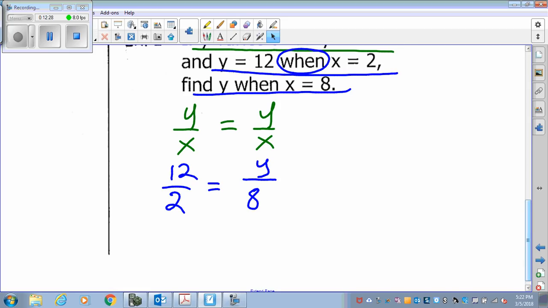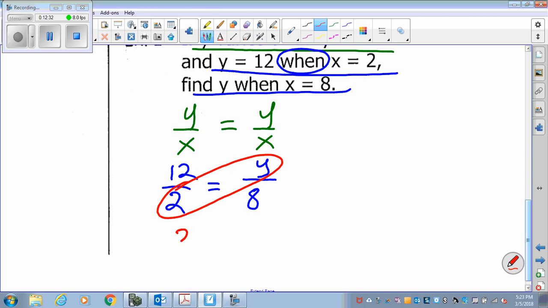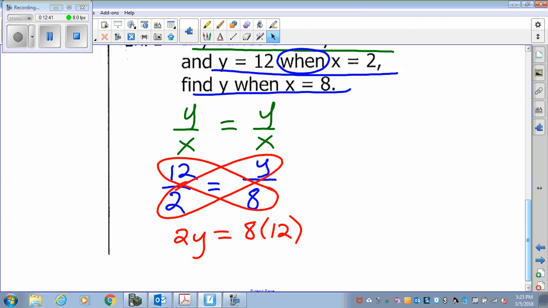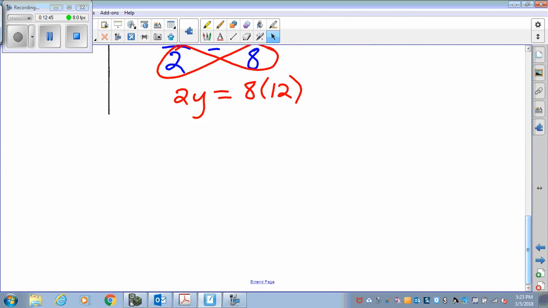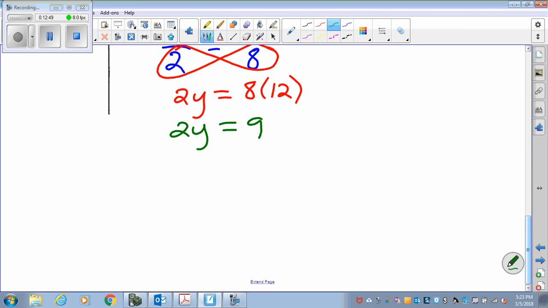So I'm going to multiply 2 times y, multiply my means, have to equal my extremes, 8 times 12. Right, so I get 2y equals 96. And then I'm going to divide by 2, so y equals 48.